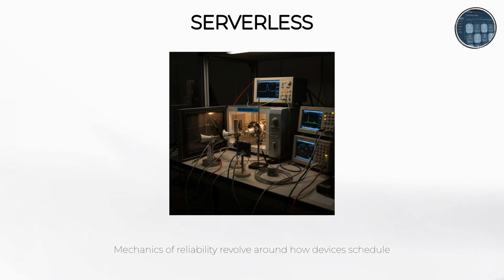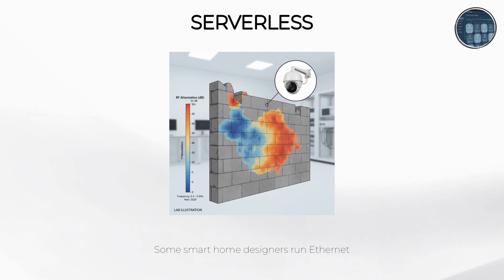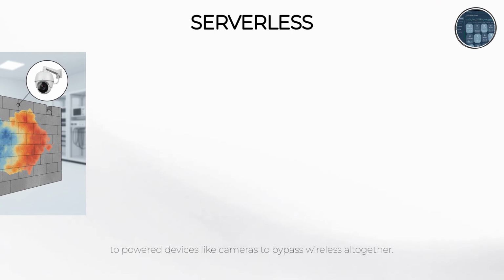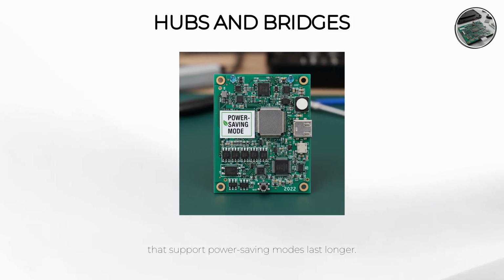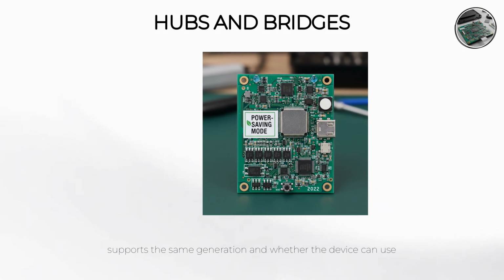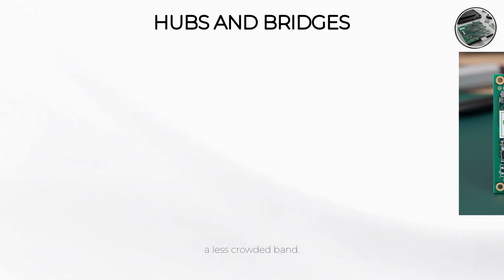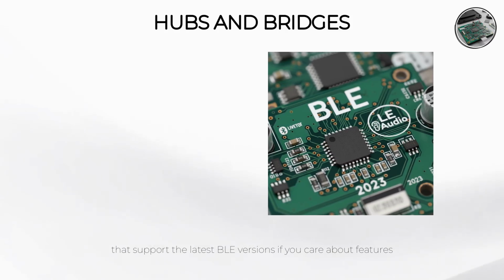Mechanics of reliability revolve around how devices schedule and prioritize packets. A microwave oven radiates noise near 2.45 GHz, blanking out channels. Concrete and metal attenuate high-frequency signals. Some smart home designers run Ethernet to powered devices like cameras to bypass wireless altogether. For battery-powered devices, Wi-Fi sensors that support power-saving modes last longer. When adding new devices, check whether your router supports the same generation and whether the device can use a less crowded band. In the Bluetooth world, look for devices that support the latest BLE versions if you care about features like LE audio.